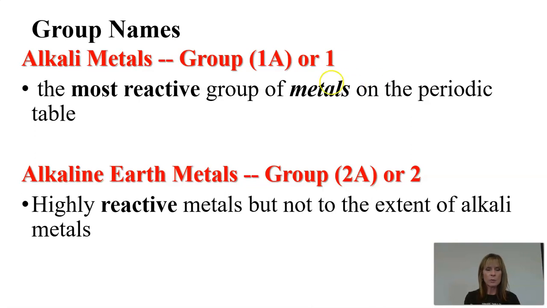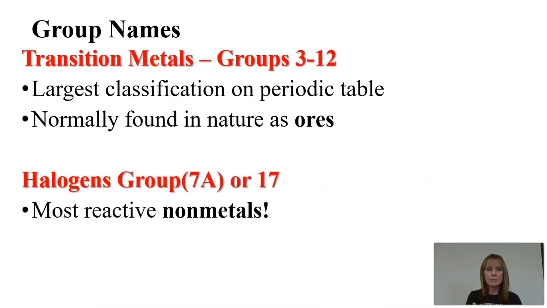So here again, the group names. Alkali metals, group 1 or group 1A, the most reactive metals on the periodic table. Then we have the alkaline earth metals in group 2 that are reactive but not as reactive as the alkali metals. Transition metals is that big huge group in the middle, largest classification on the periodic table, and they're usually found in ores. That's like they're in rock with metal, and they have to be mined out. You have to purify them and extract the gold from an ore.